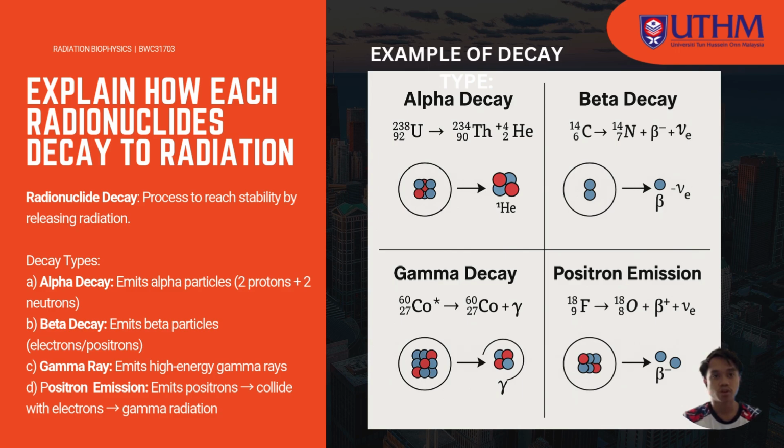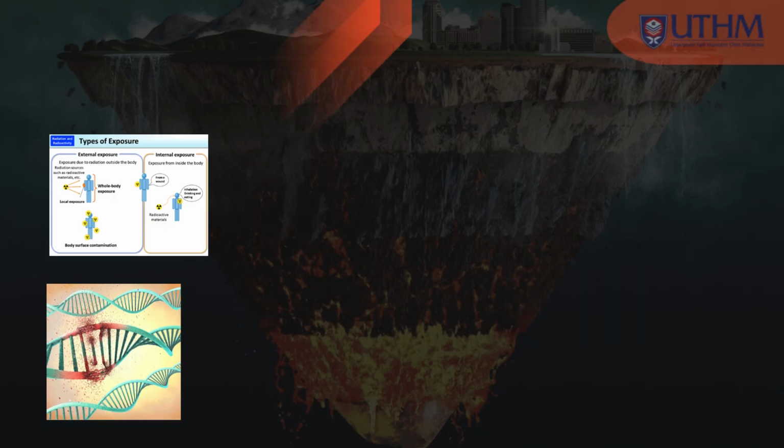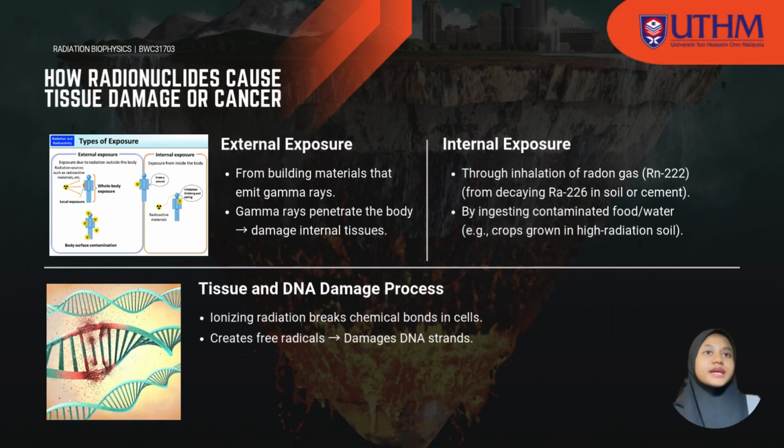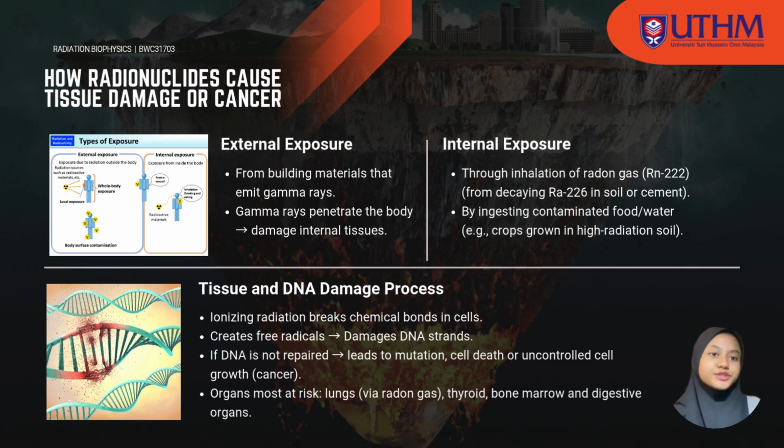So the last one, positron emission. Some radionuclides like fluorine-18, used in medical imaging, release positrons, which quickly collide with electrons to produce gamma radiation. Each radionuclide has its own unique decay mode, half-life, and radiation energy, which is why their biological and environmental impacts vary.